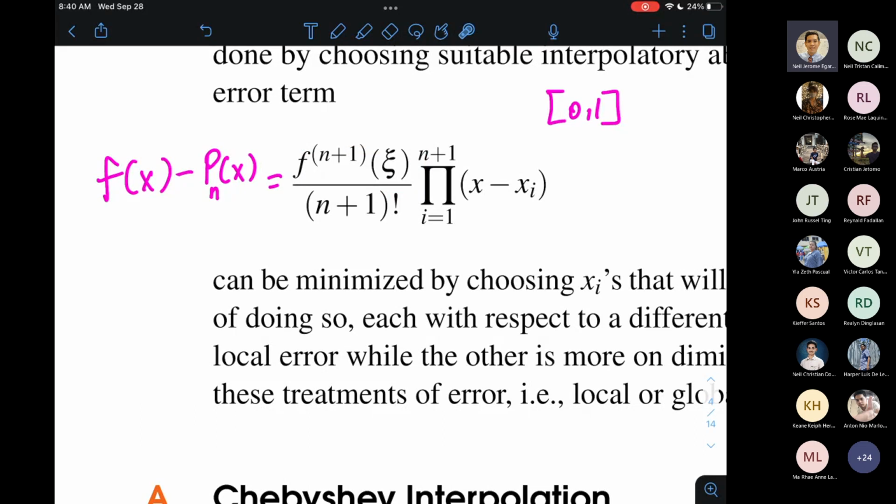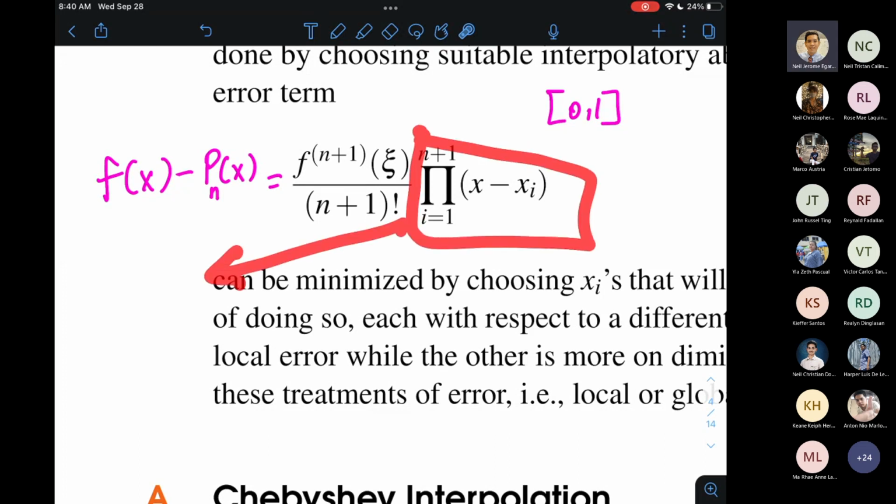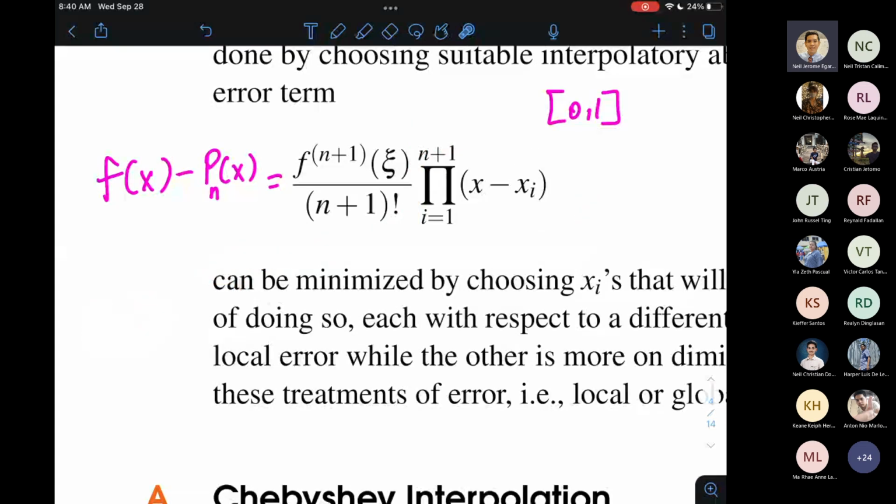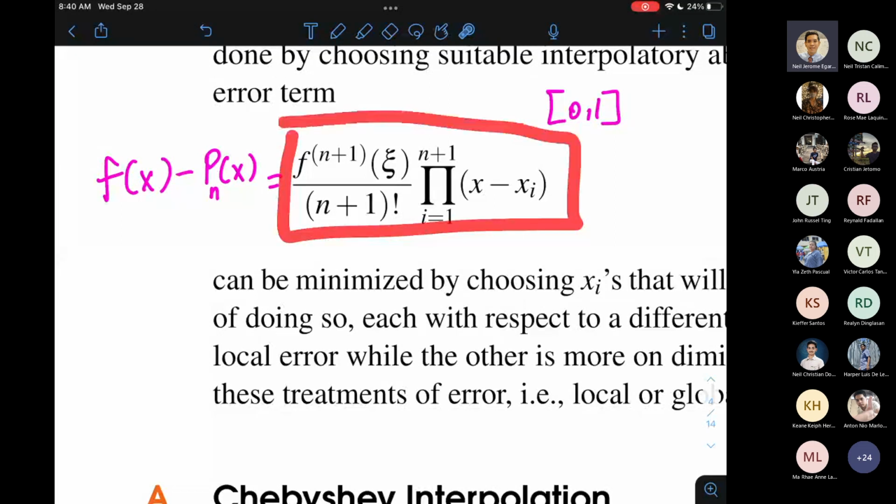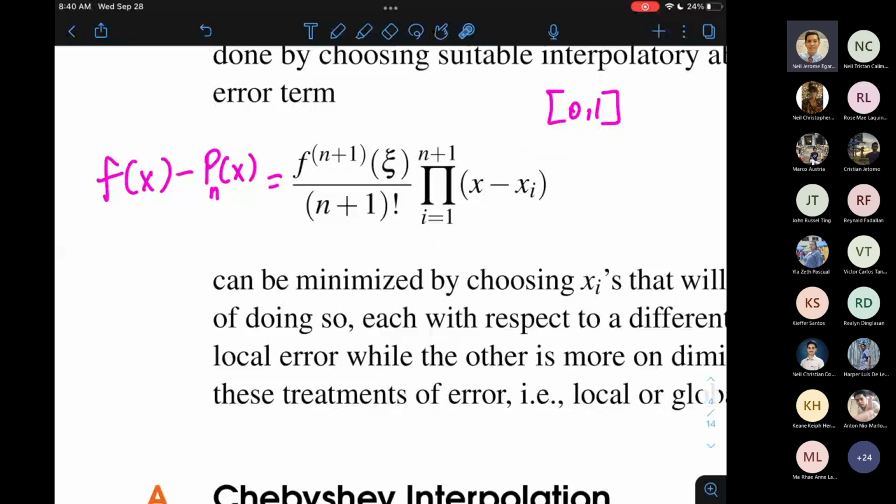All over n plus 1 factorial, so it has a denominator that is a very large number, especially if n is very large, times this polynomial, which we called omega, right? So omega is the product of x minus all the interpolatory abscissas. On its own, this entire term is what determines the error in the interpolatory process.